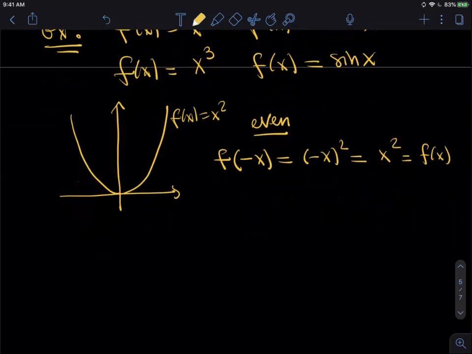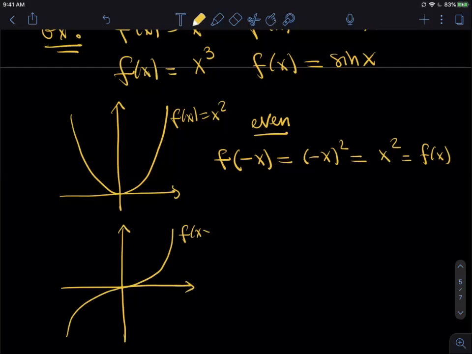For the same reason, or quite the opposite, x to the power 3 is odd. This is the graph of x to the power 3. This one is odd. You see that it is rotationally symmetric about the origin here. So the first one, I didn't mention, but I will mention now, it's symmetric with respect to the y-axis. The second one is symmetric with respect to the origin.